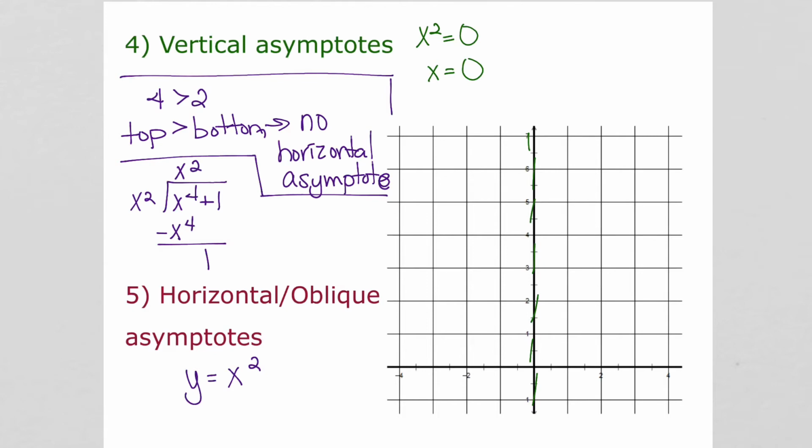Now, we don't call that an oblique asymptote or a slant asymptote because it's not a line. So it's not technically an asymptote. But the graph of y equals x squared will be a guide to us, and you'll see why in a minute. So we'll graph y equals x squared. It's the parabola that goes through 1, 1 and 2, 4, and negative 1, 1, and negative 2, 4. And so we'll see what that looks like in a minute.